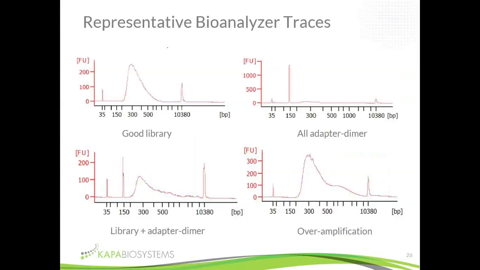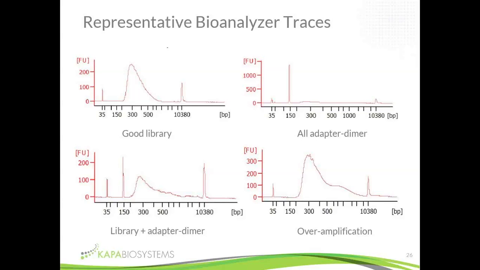The final QC metric is to analyze the profile of the final library. Here are a few examples of what we would consider a good and a bad library. The good library has a nice size distribution with a mode of about 300 base pairs. There are no other species present on the bioanalyzer trace other than the library itself.